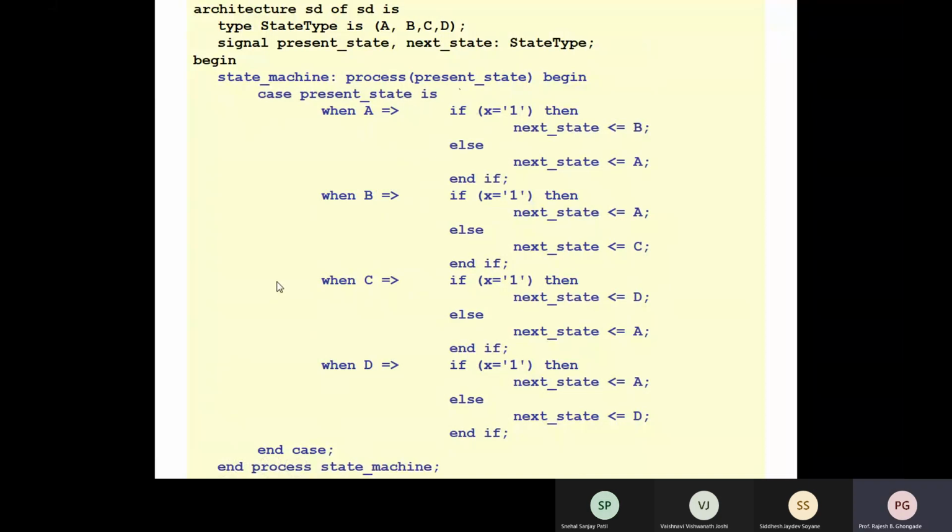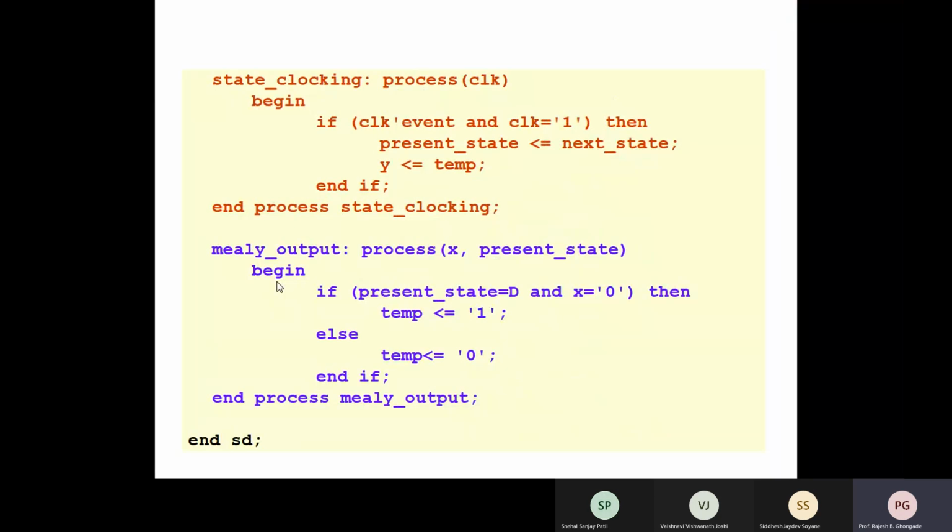Guys, are you there with me? Yes, sir. Okay, so have you understood this first process itself? Is this clear to all of you? This first process? Guys, please respond. Yes, sir.